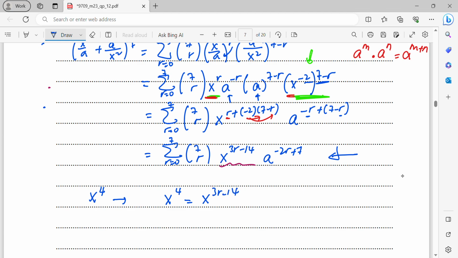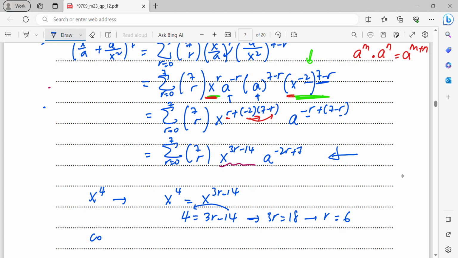So when I compare, since they have the same base, we can just ignore the base and compare the powers. Which means 4 is 3r minus 14. Now, move this minus 14 to the left side. I will get 3r equals 18. Therefore, your r is 6.